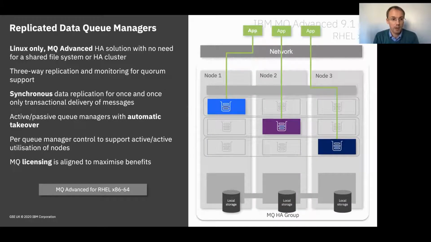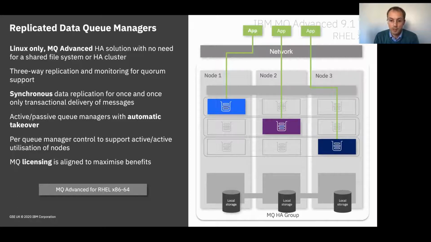In an RDQM solution, which is what we call it for short, you have 3 standard Linux nodes, or Linux systems, which have just standard Red Hat Linux installed. They have local storage only, so you do not need any shared storage components in your infrastructure. And you can configure those 3 systems together in a group.